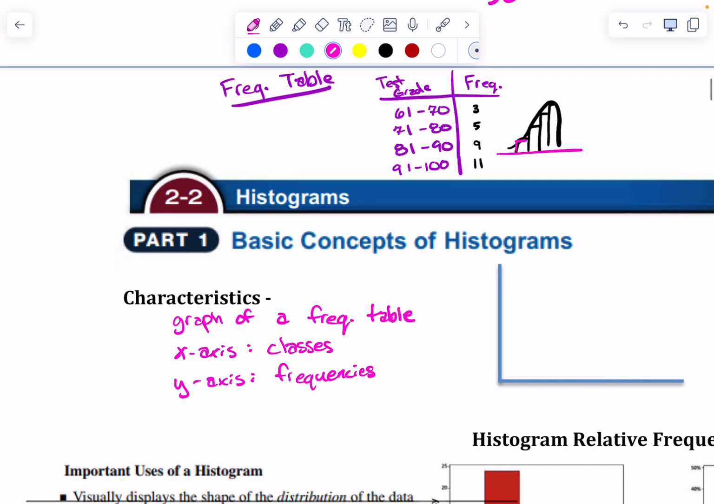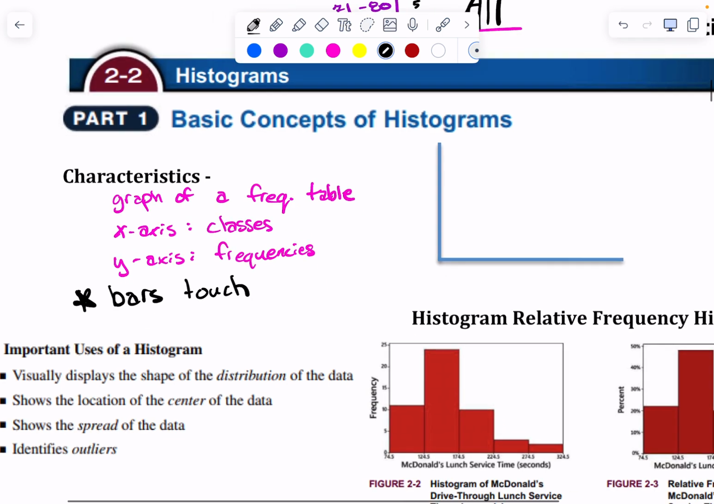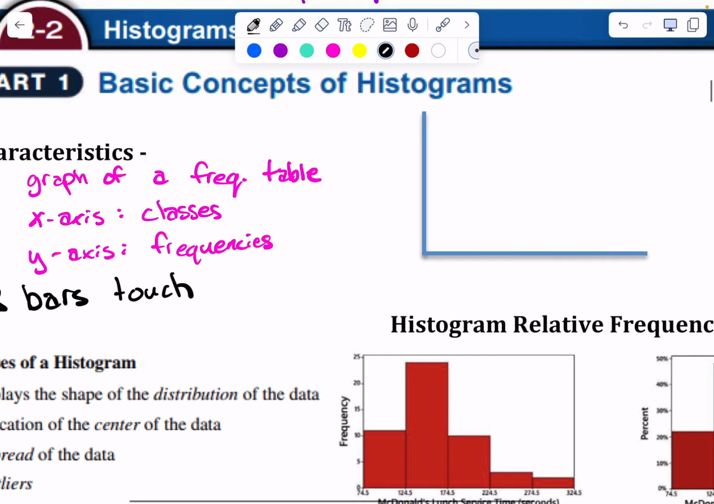Okay, one thing. Put a little star here. The bars touch. I'll talk to you about why in just a second. But the bars of a histogram have to touch each other. All right, here we go.